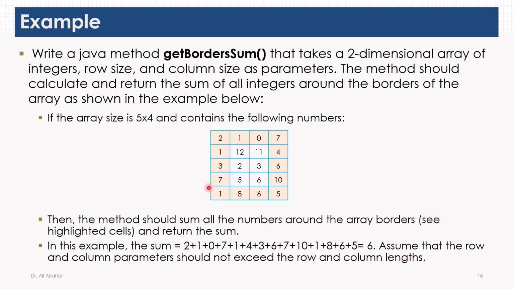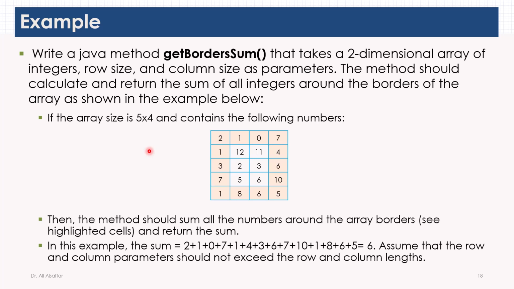So in this method, we are not going to depend on the capacity of the array. In other words, we are not going to use dot length. We are going to depend on the parameters row size and column size. After understanding what the method is supposed to do and what it's supposed to return, the question is how to implement the code of the method. In other words, how to find the sum of only the elements that are on the borders. Do we need to visit the elements of the array row by row or column by column? In fact, you can do either of them. Why?